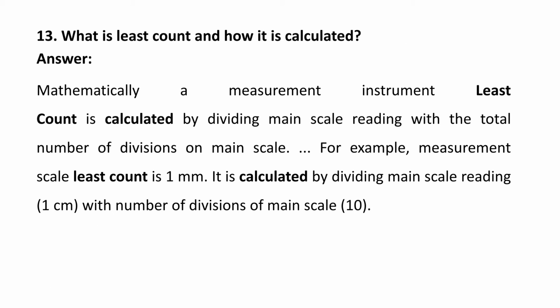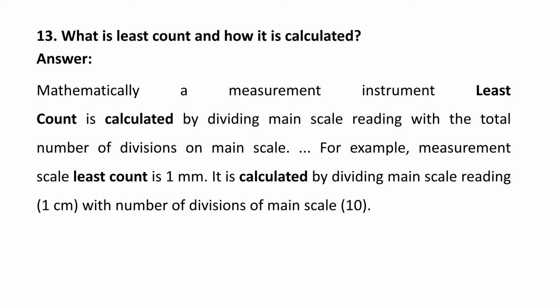Next question, what is the least count and how is it calculated? So this question is related to the measuring instrument, and design engineers should have knowledge of measuring instruments also. Mathematically, a measuring instrument's least count is calculated by dividing the main scale reading by the total number of divisions on the main scale. For example, the measurement scale least count is 1 mm. The scale which we use in our daily life has a least count of 1 mm. Why 1 mm? Because in 1 centimeter there are 10 divisions.